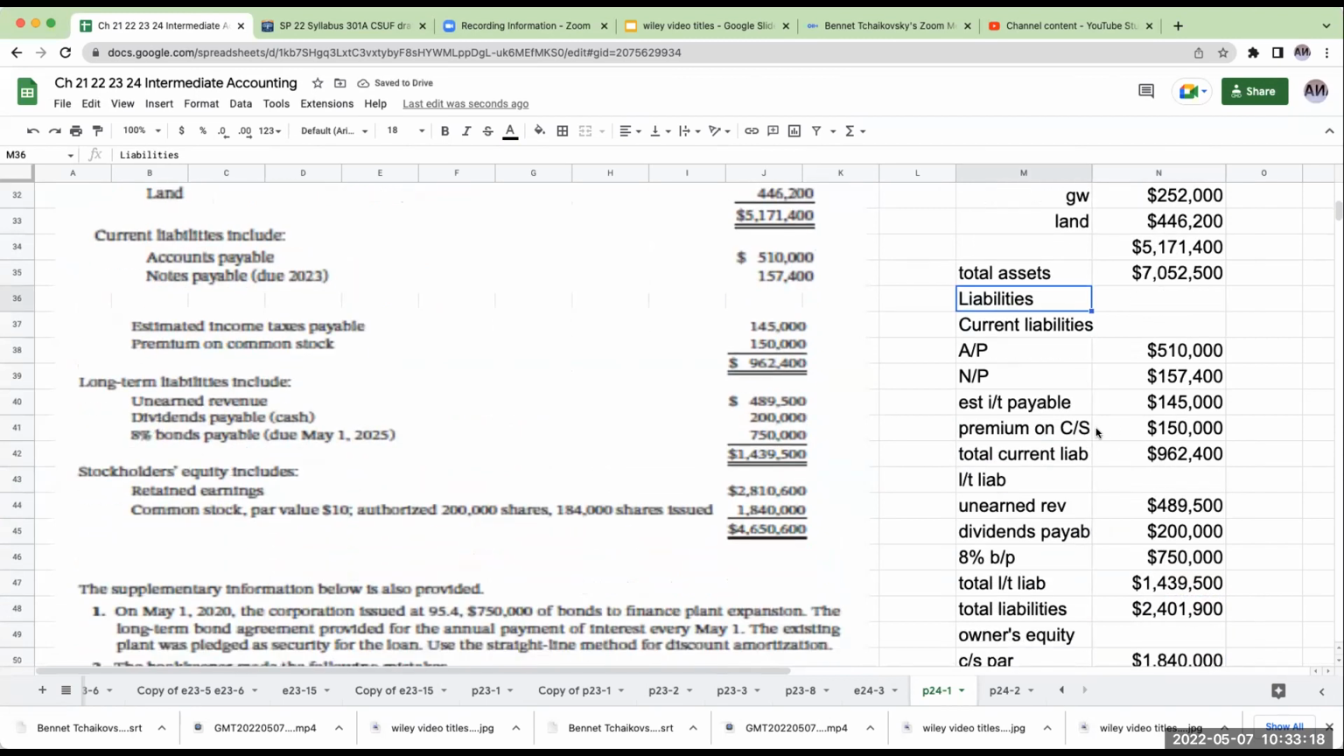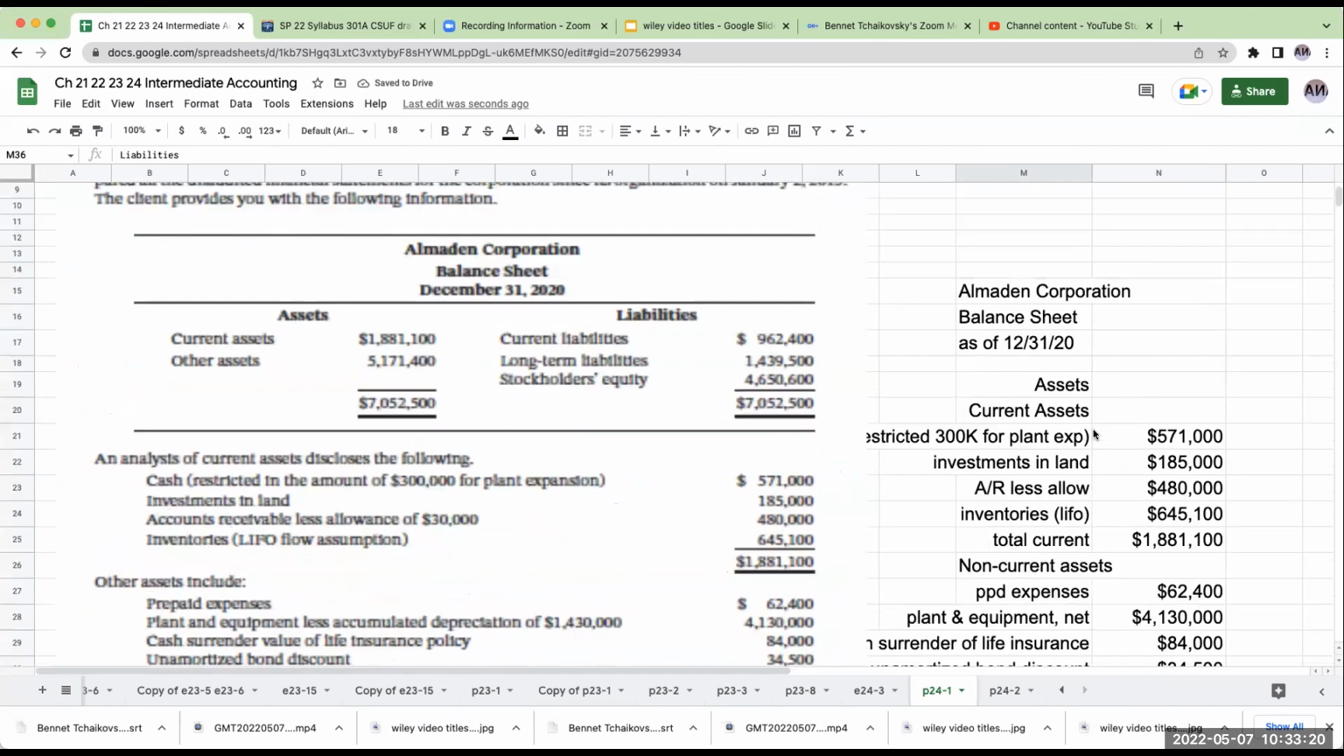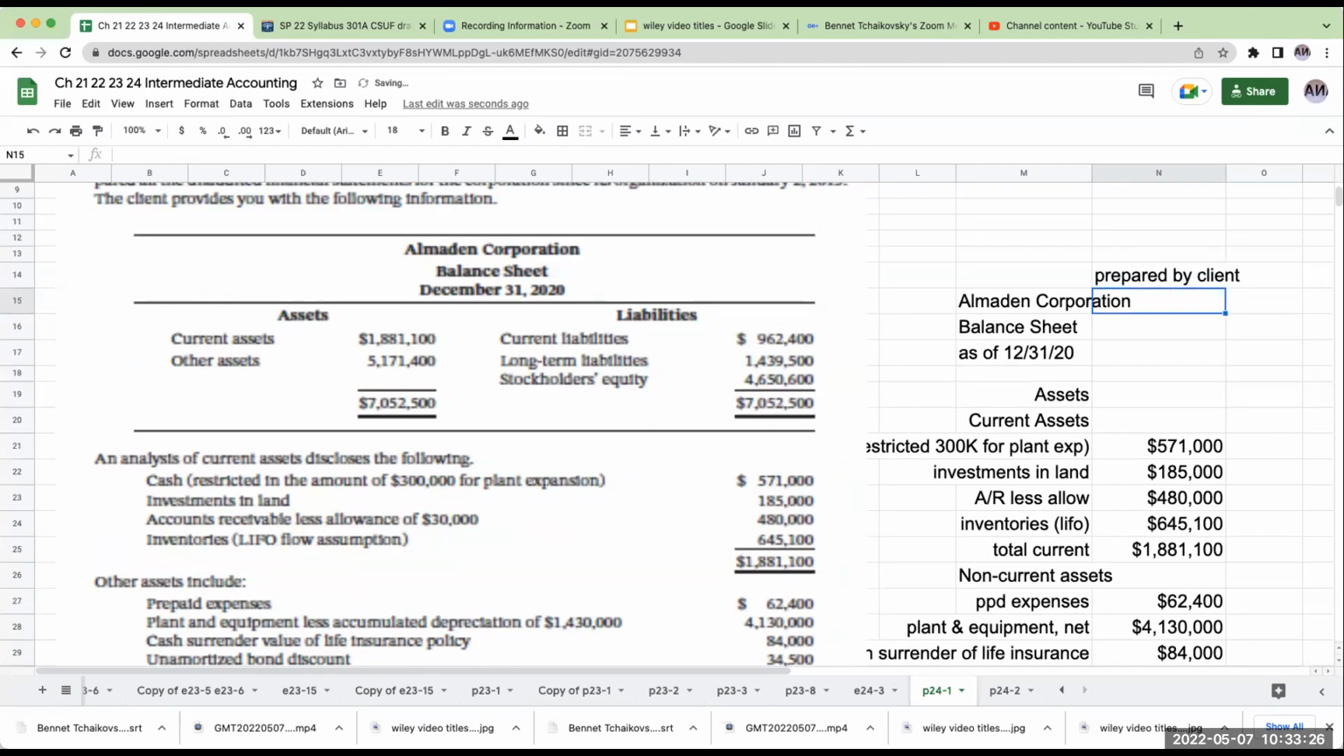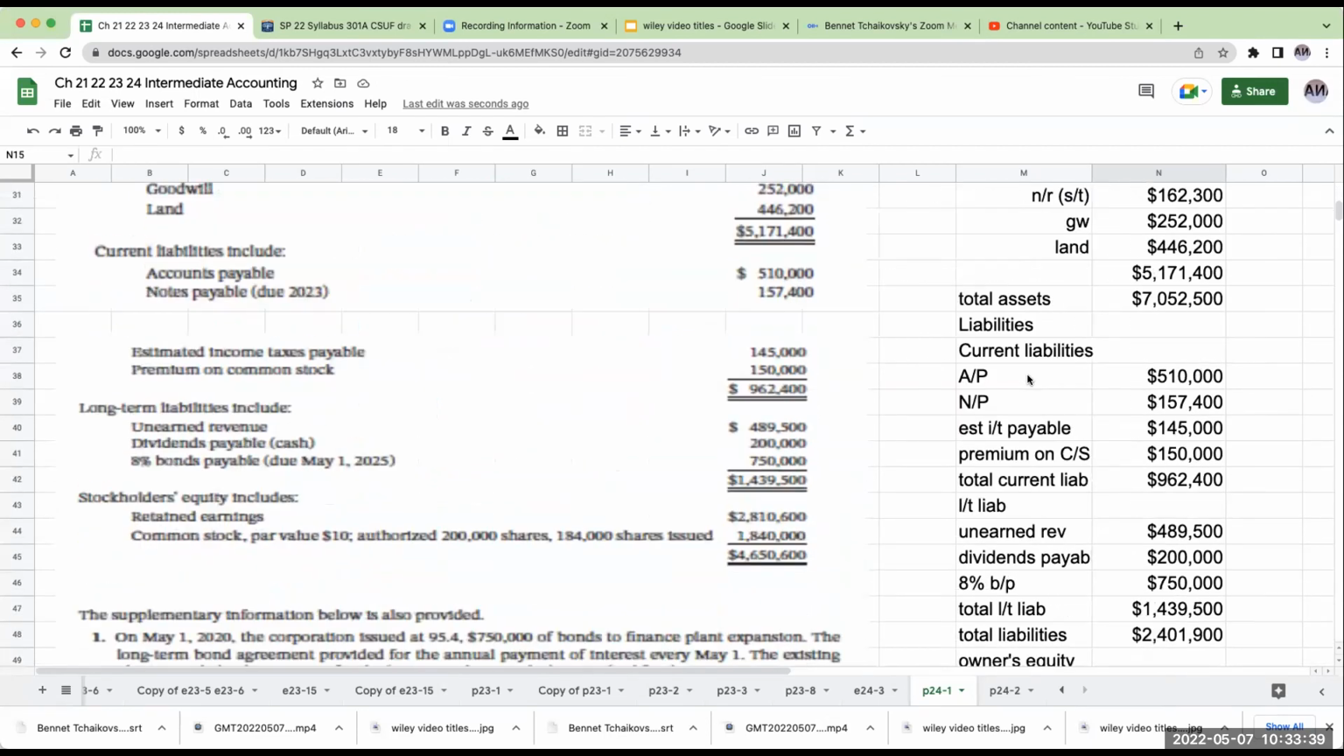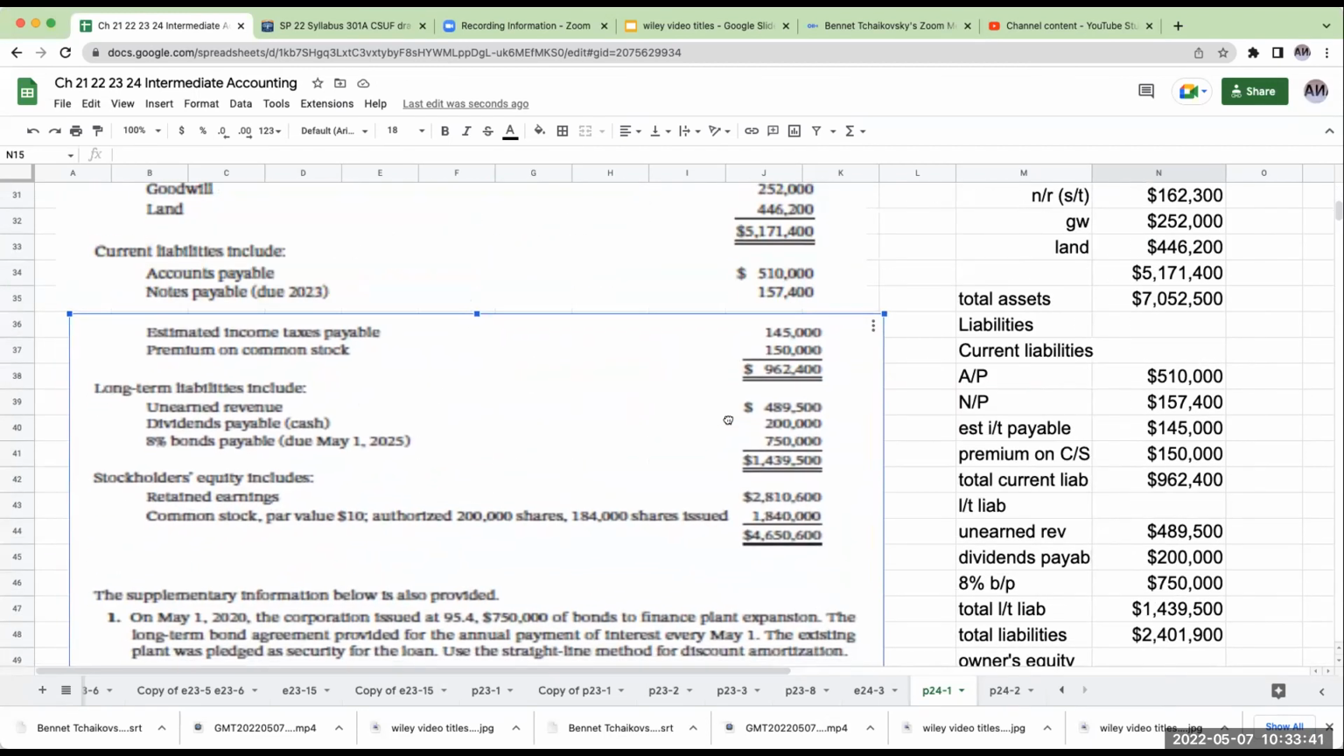Okay, so we know that there's a ton of errors with this, but I think it's always good. So this is prepared by client. Now, a few things I want to mention here. When you're going through and working as an auditor, and I don't teach auditing, but I do know there are huge limitations on what you can do for financial statements.